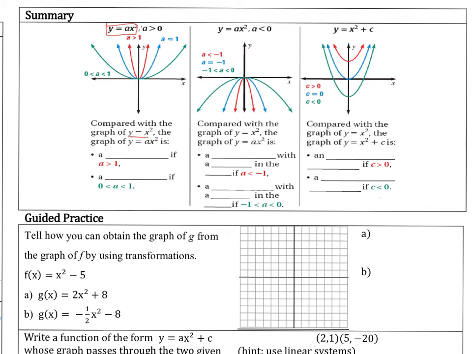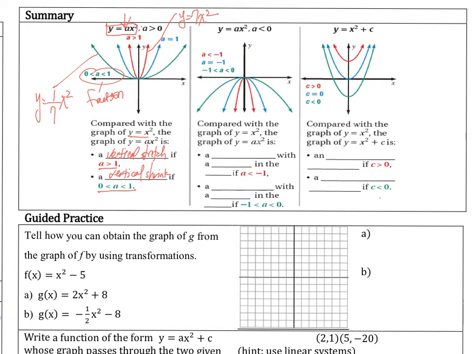The graph of y equals ax squared is a vertical stretch if a is greater than 1. So what I graphed earlier, this red parabolic graph here could be y equals 7x squared. And if a is between 0 and 1, meaning it's a fraction, this is going to be a vertical shrink. So this could possibly be y equals 1 over 7 x squared, which I graphed earlier.